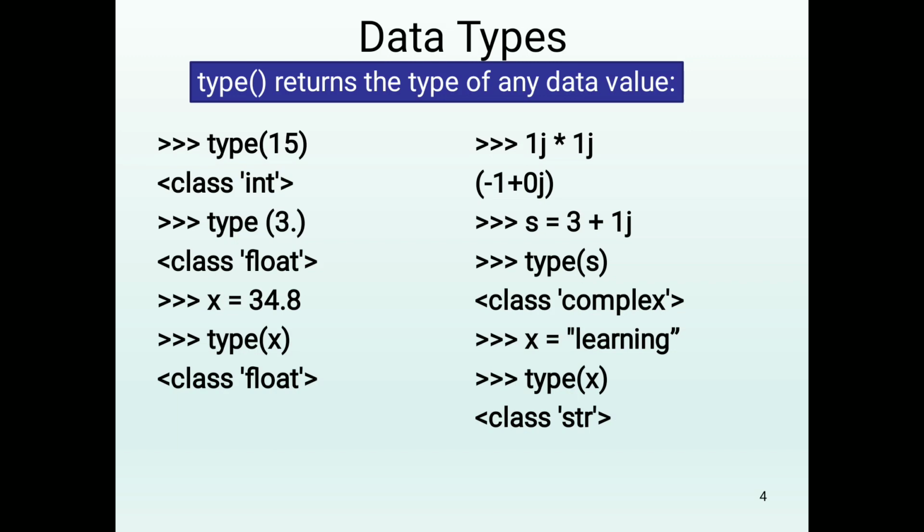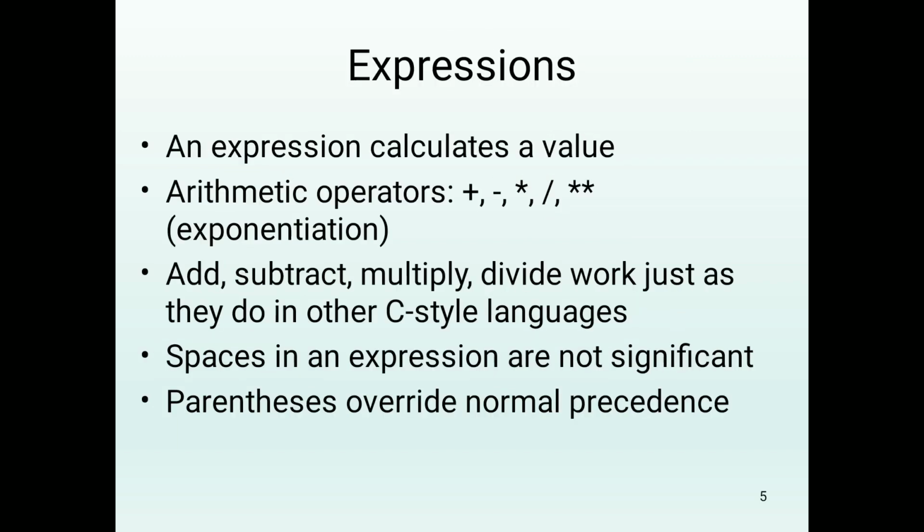Okay, three types of variables are there: integers, floating points, and strings. Of course, complex numbers too. Most probably we are discussing these three things only: integer, floating, and string variables. Expression. So what is an expression? An expression calculates a value. There are variables and operators used to form the expression. For example, c equal to a plus b.